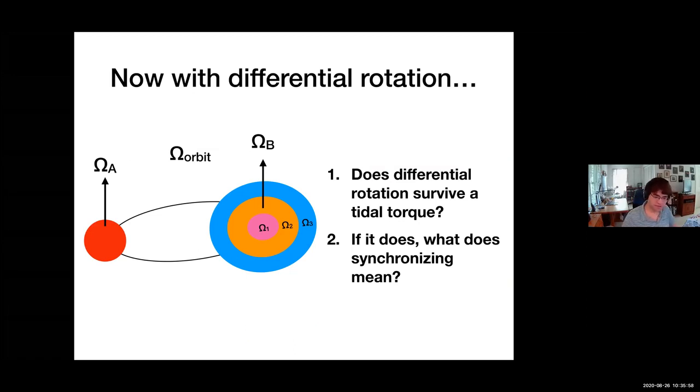And so the question that we really started with is: does the differential rotation survive the tidal torque, right? Do you maintain differential rotation in the face of tides? And if you do, then what exactly do we mean when we say that the star synchronizes, right? It can't just be the whole star is now rotating at the orbital rate. It has to be something more subtle than that.